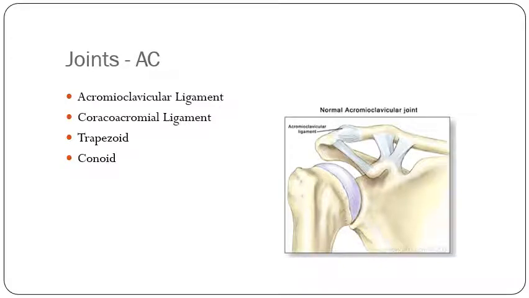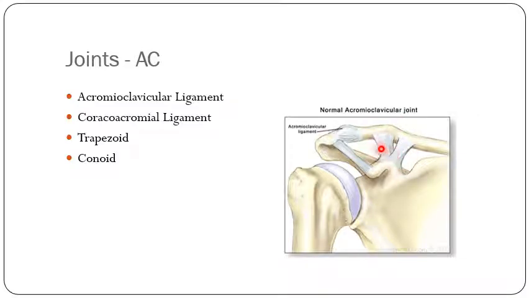So here's your AC joint. Okay, so you have your acromioclavicular ligament, you have your coracoacromial ligament. Again, think of the name and think of what it would attach. And then you have the trapezoid and the conoid. So the trapezoid and the conoid are your coracoclavicular ligaments. So coracoid process, clavicle. Okay, so the trapezoid and the conoid are the two ligaments that support that side.